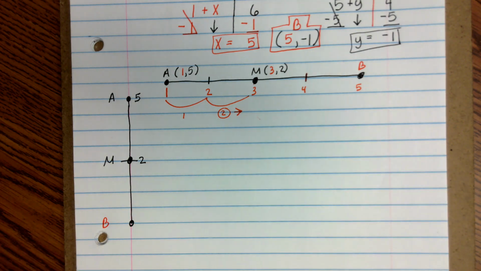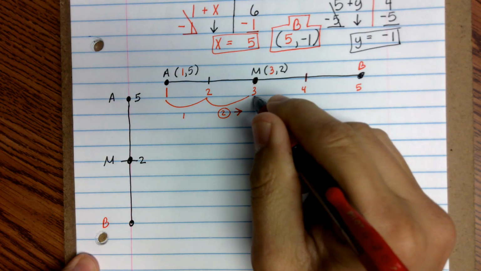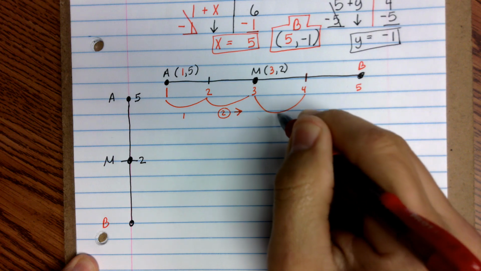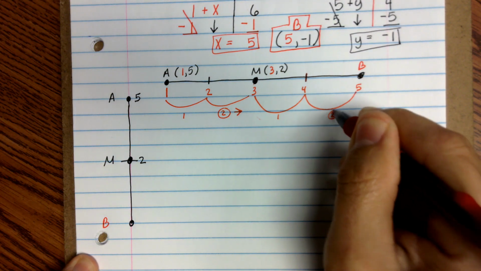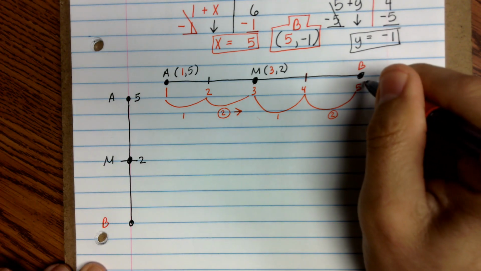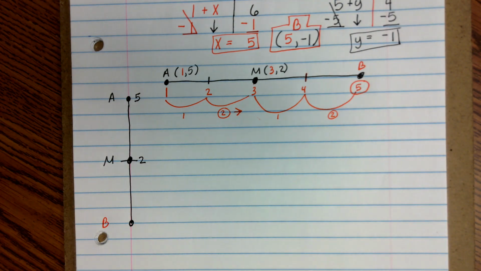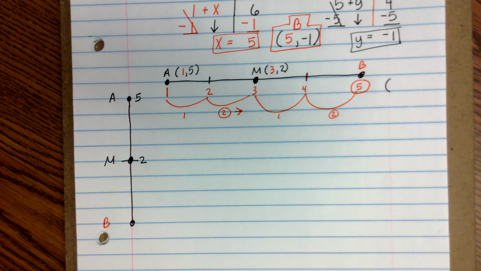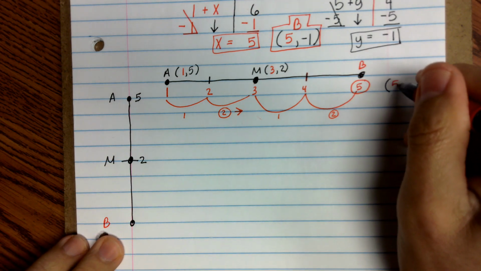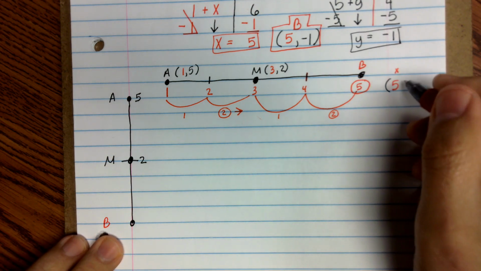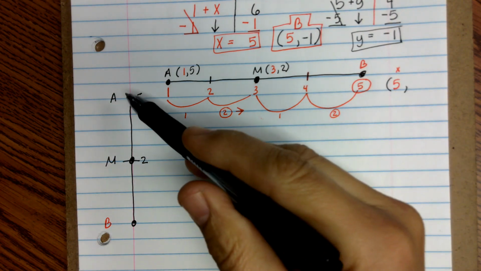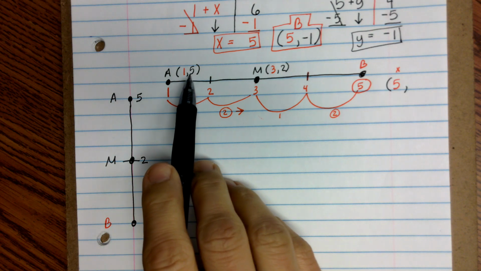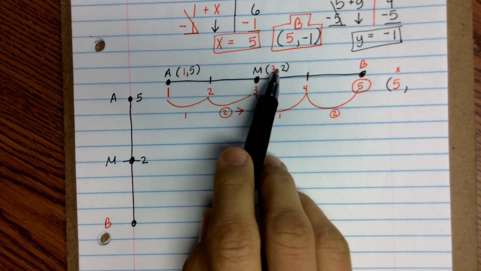So if I move over 2 times, so from my midpoint, I go over 1 and then 2. Then that would tell me that this value has to be 5. In other words, B is going to have a 5 for the x value. My x value for that endpoint is going to be 5. Now what I don't know is how far did we move up and down? How far did we move up and down from 5 to 2?